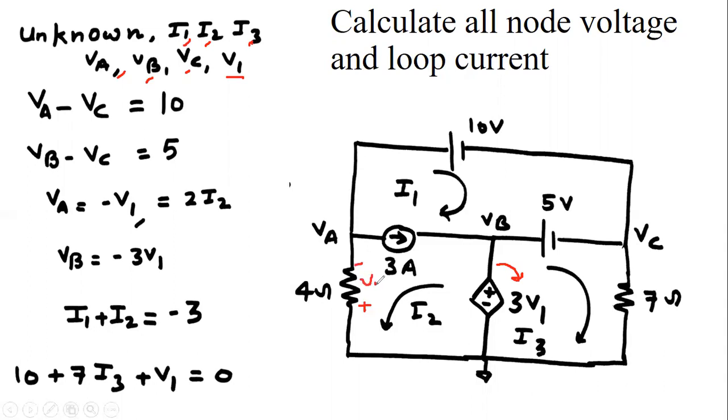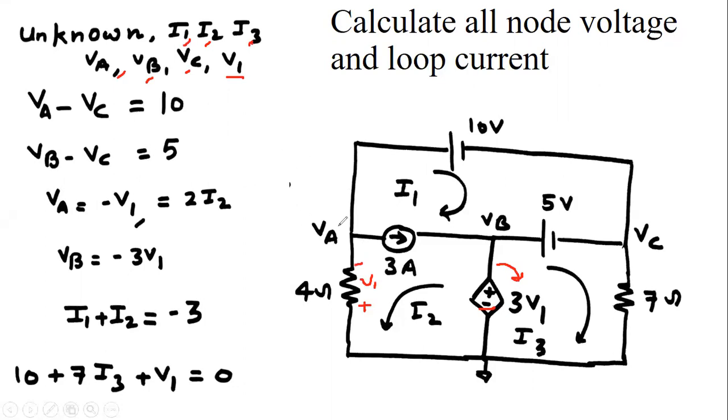Whenever there is a dependent source in the circuit, its voltage or current depends on a resistance or some other element. So this is my dependent voltage source, and it depends upon the voltage of this 4 ohm resistance. So in total we have 7 unknown variables. So we require a total of 7 equations. One by one we are solving this.